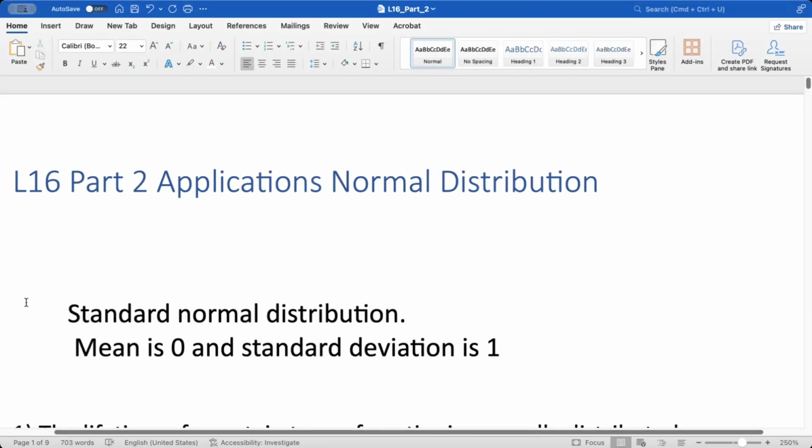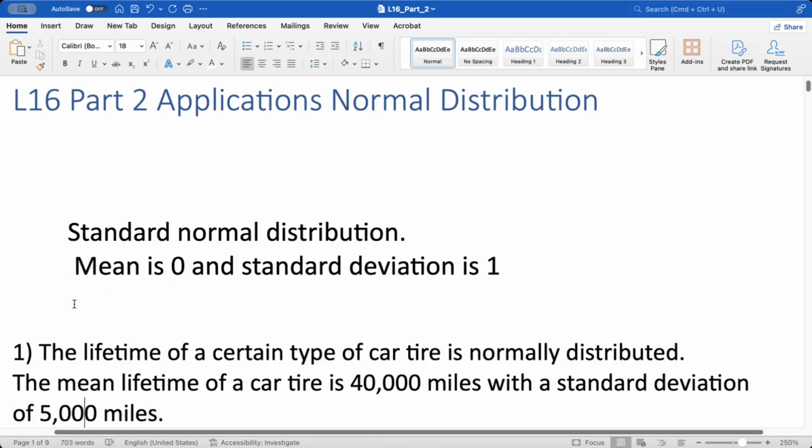Welcome to Lesson 16, Part 2, Applications of the Normal Distribution. Here we'll be doing some more calculational type problems. Remember that the standard normal distribution has a mean of 0 and a standard deviation of 1. We need that format to use the chart to do these problems. All right, first question up.